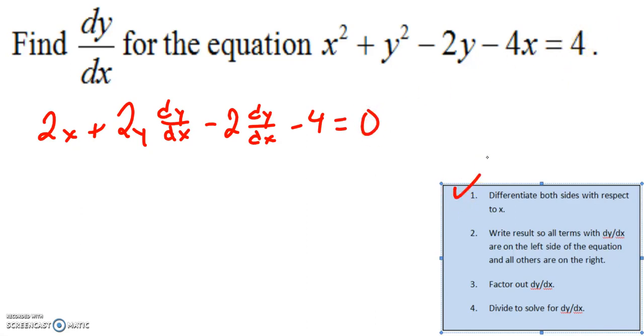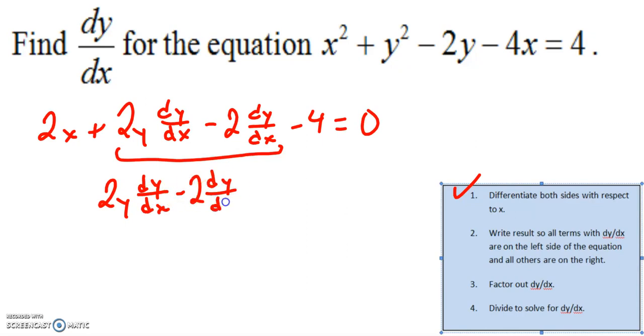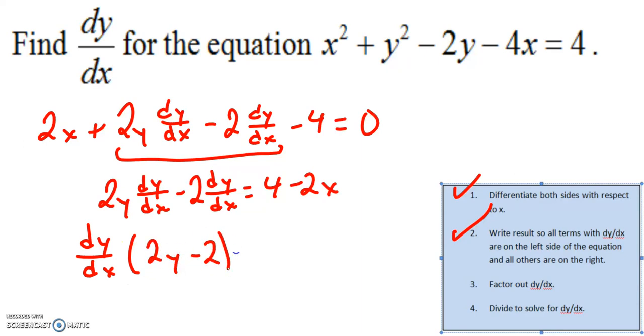Again, we differentiated both sides with respect to x. Step 2, write the results of dy/dx on the left side. So again, isolate these terms right here. So I'm going to subtract 2x, and I'm going to add 4. Factor out dy/dx, again, so this is like a GCF in both of these terms, so I can simply, again, factor those out. So I'm left with 2y minus 2 in parentheses there.